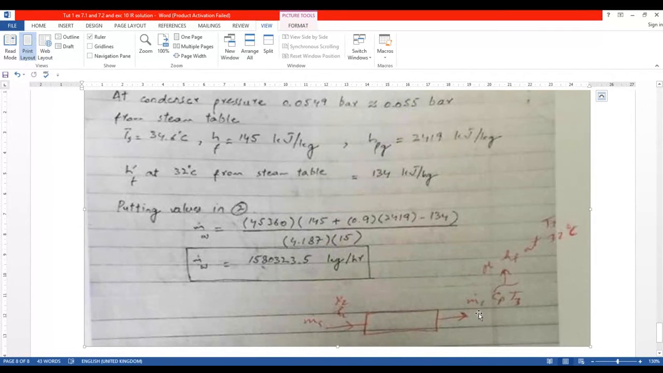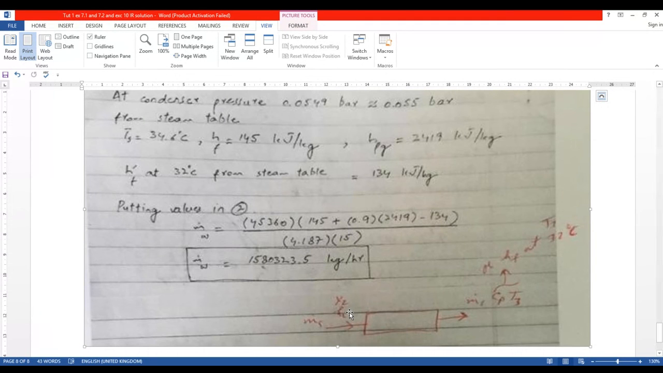For H2, we know the dryness fraction at the inlet to the condenser, which we called X2 or X. So from X, we can find the enthalpy of the steam at the inlet to the condenser from the relation H equals HF plus X HFG. You remember this relation, right? So H equals HF plus X HFG. This is if you have saturated steam.